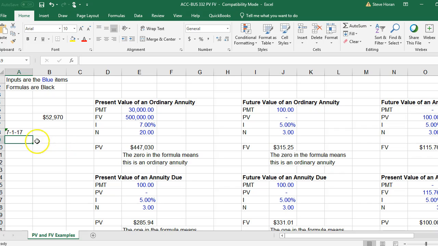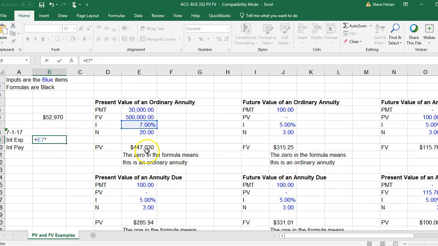And we have to calculate interest expense and interest payment. Interest expense is based on the market rate of interest. So the 7% right there, that's the market rate of interest. I multiply that 7% times the value of the bond right here, and that gets me to 31,292. Let me just get rid of the pennies here. Then the interest payment, the amount paid for interest, is the 30,000. Every 6 months, 30,000 is paid.